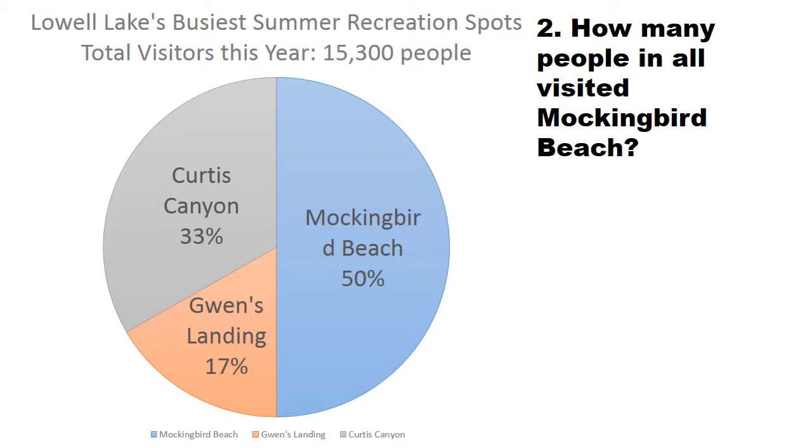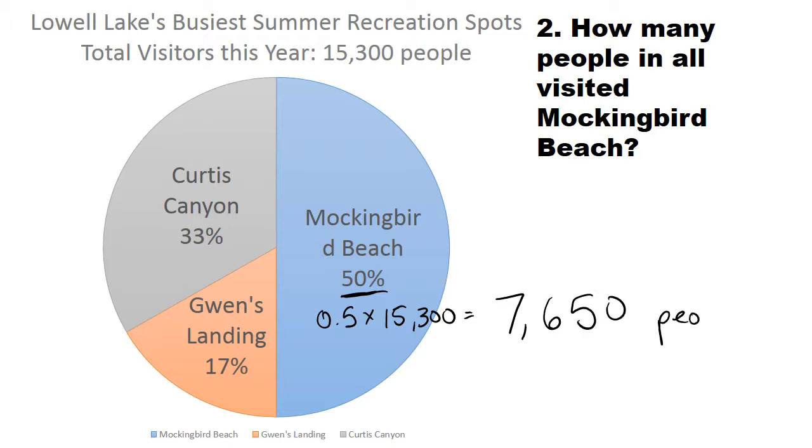Number two, how many people in all visited Mockingbird Beach? And so we're not taking a look at our percent here, we're taking a look at the number that we created when you did the decimal times the total. And what did that equal? That equaled 7,650. You put the label there as people.